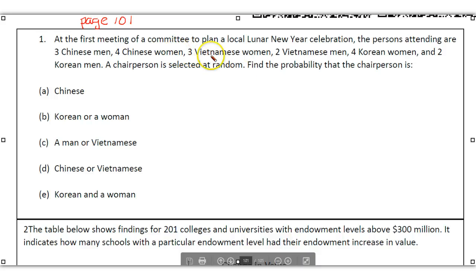As we start our last few pages of the booklet, we're looking at page, let me put it in pen here, 101. And looking at our first example, there's a meeting for a local Lunar New Year.